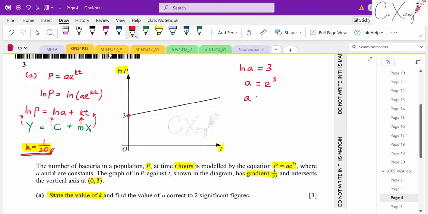And then we try to get the answer into 2 significant figure. When you press calculator, by right, you will get 20. Okay, so this is how we actually get the value for A and also the K. Okay, so let's have a look for next part.